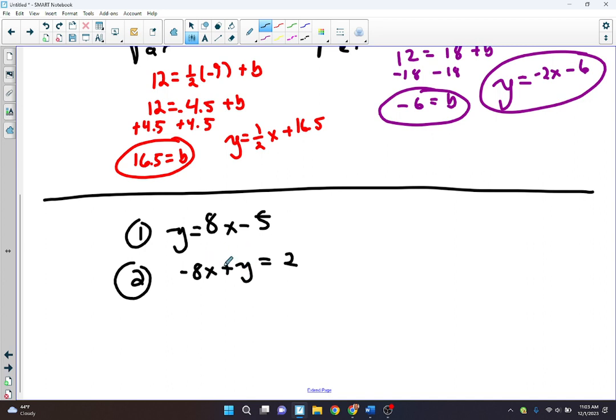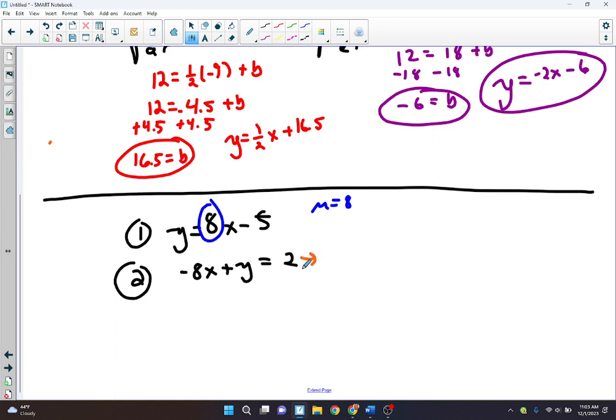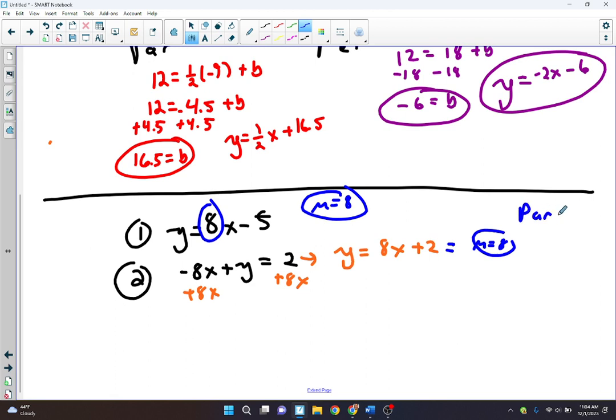So right now, the top one is good. I can tell the slope is 8. But the bottom one I have to rewrite in order to make it work. So I'm going to do that by adding 8x to both sides. So y equals 8x plus 2, which now I can see that the slope is also 8. M equals 8. Since they both equal 8, I can say they're parallel.